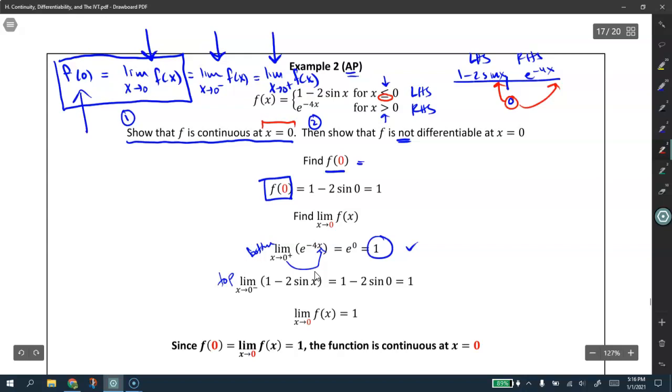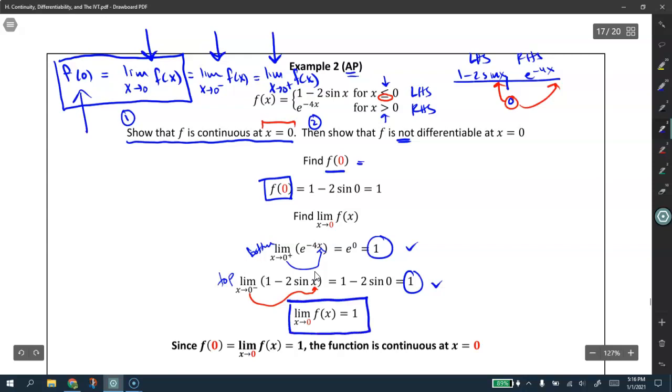We plug the number 0 into the x, and when we do that, we end up with 1 minus 2 times sine of 0, and that's basically going to give you the number 1. Notice how the left and the right-hand side limits are both equal to 1. So therefore, we have proven that the overall limit is equal to 1.